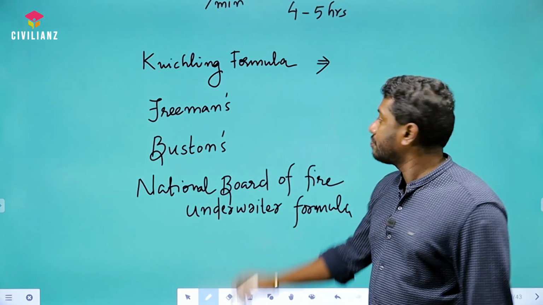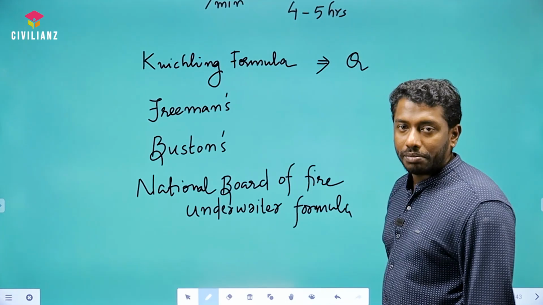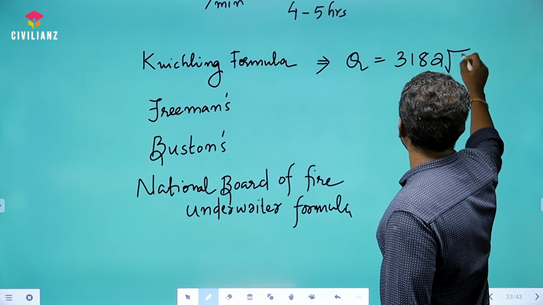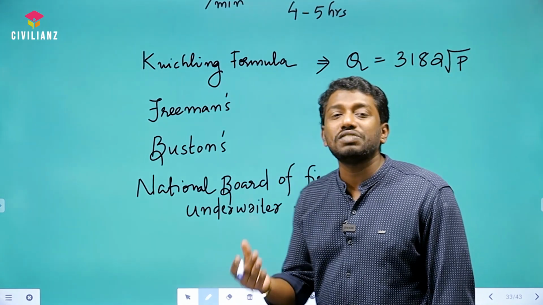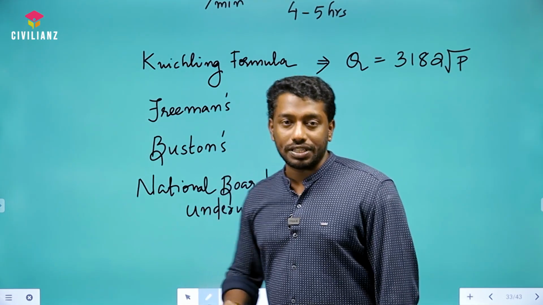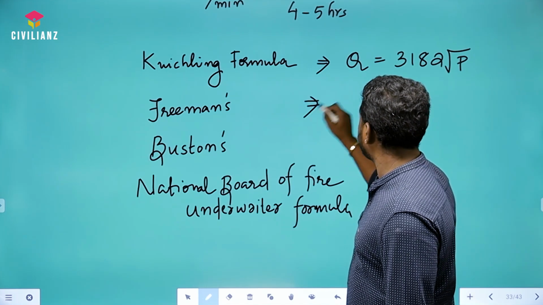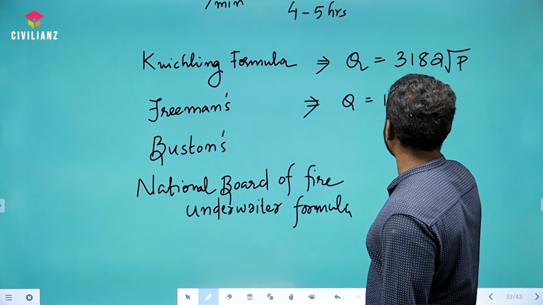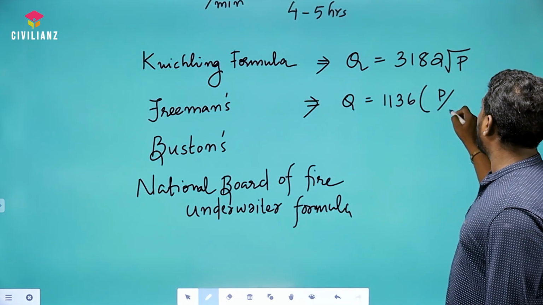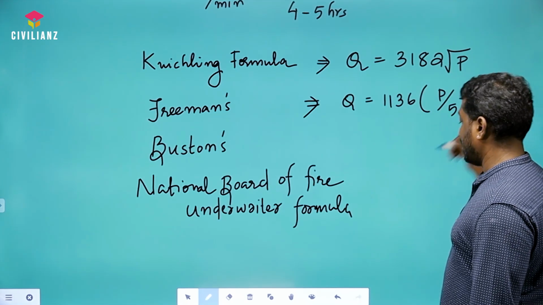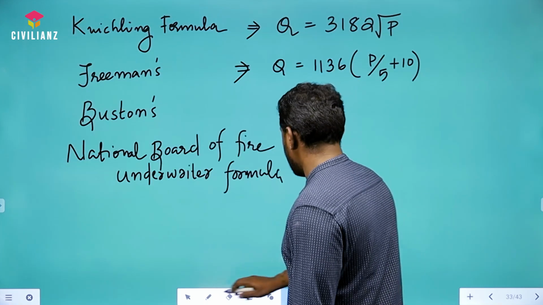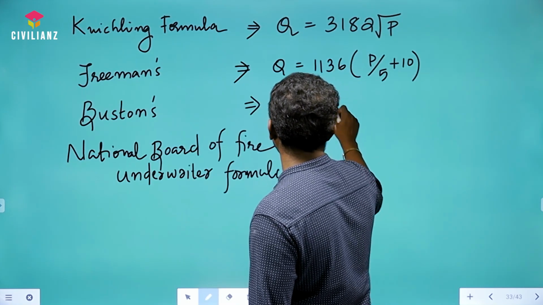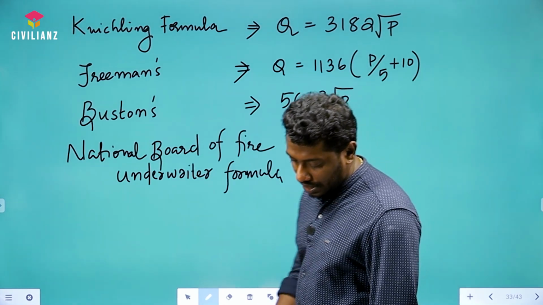Kuchling's formula. Discharge, fire demand is calculated by 3182 into root P, where P is population of the city in thousands. Then Freeman's formula, discharge, fire demand is equal to 1136 into (P by 5 plus 10). This is Freeman's formula. Then Buston's formula, 5663 into root P. This is Buston's formula.